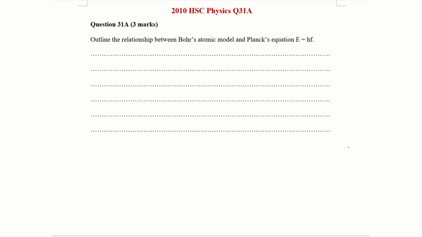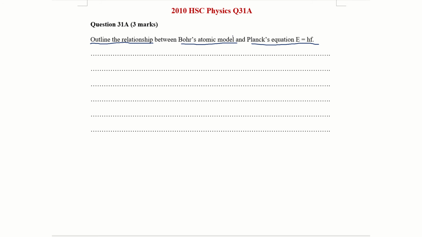In this series we talk about going through past HSC questions, or past exam questions in general. Today we are going to be looking at this question here. It says: outline the relationship between Bohr's atomic model and Planck's equation, E equals hf.